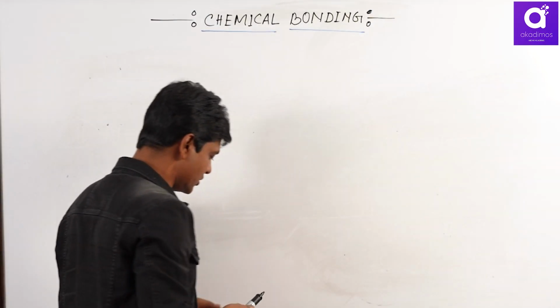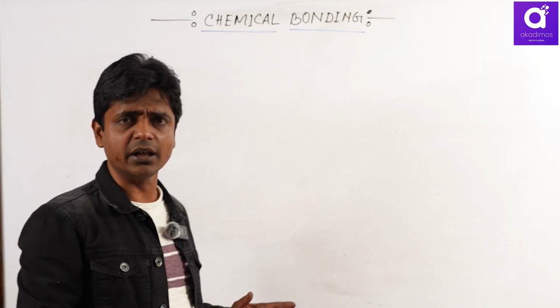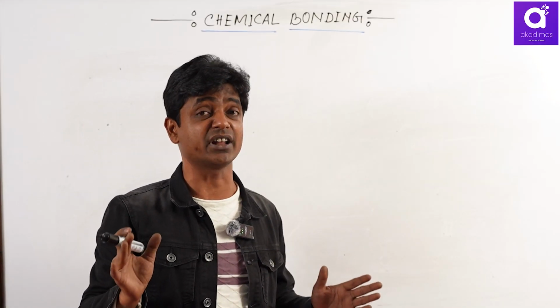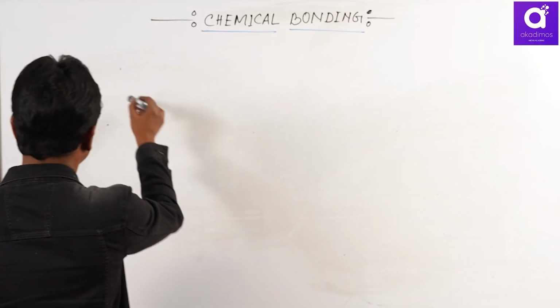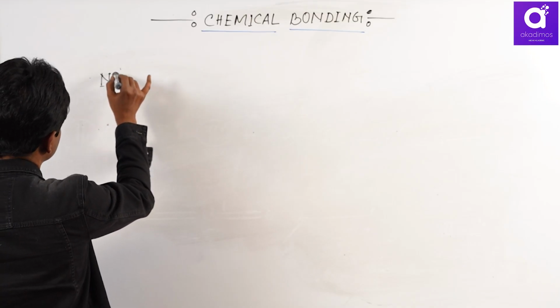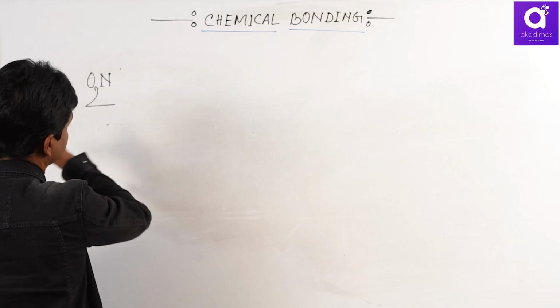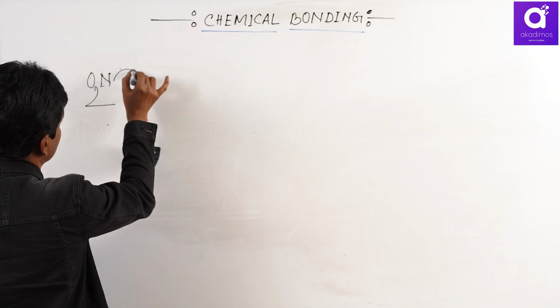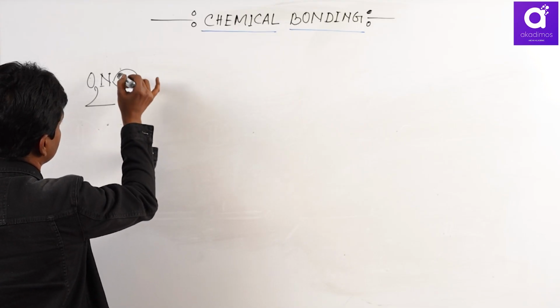I will draw the structure of a radical, NO3 minus, important radical, nitrate radical. See, NO2, you know the structure already. I have discussed NO2. There is an odd electron in NO2.